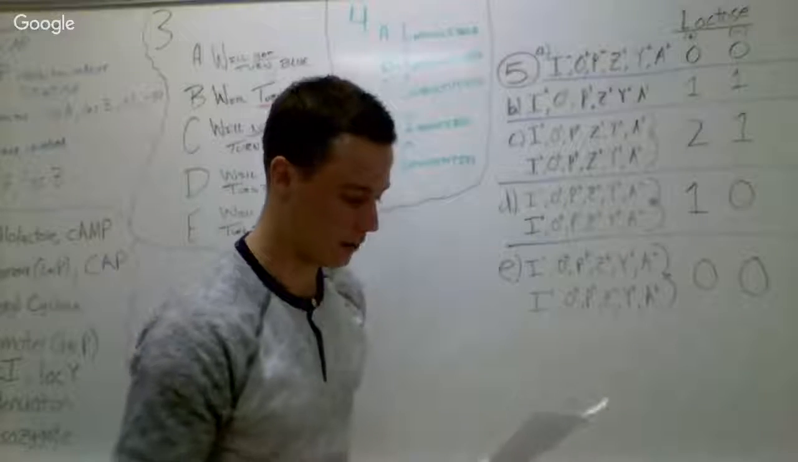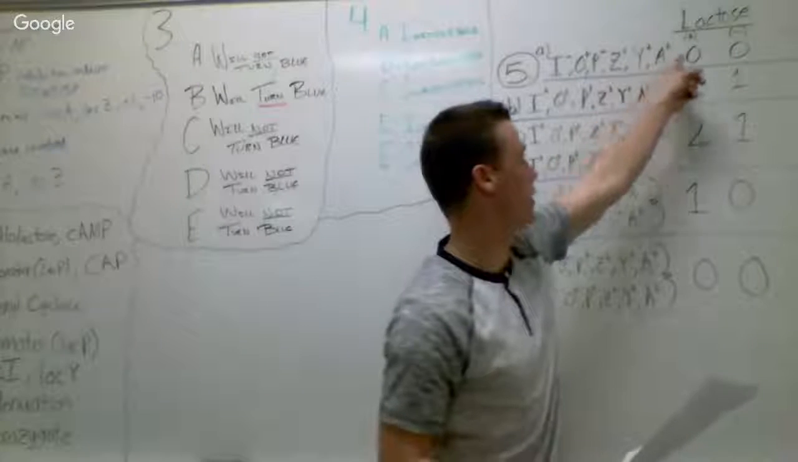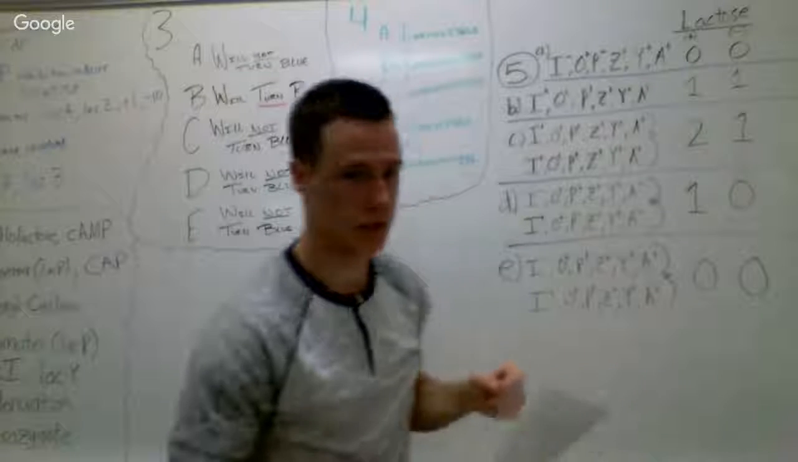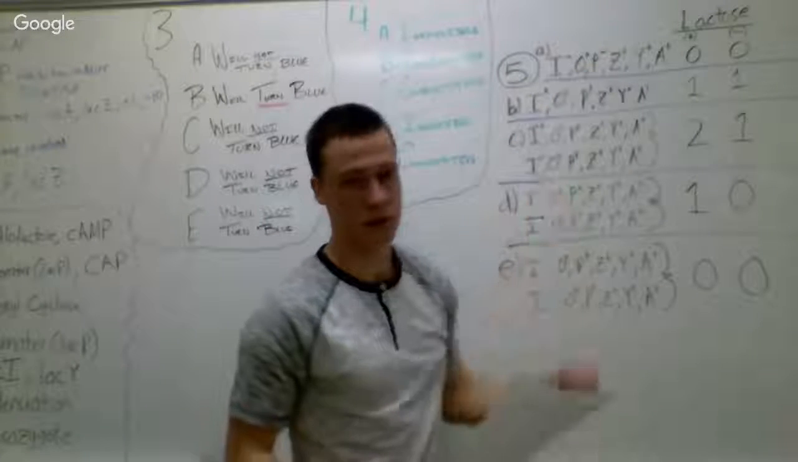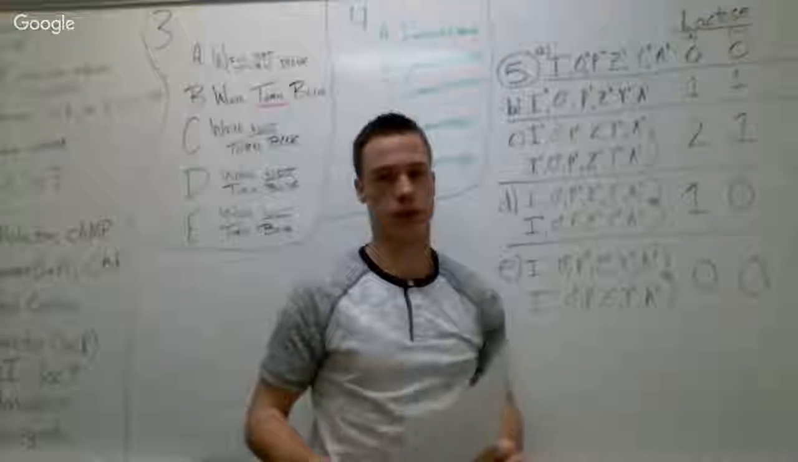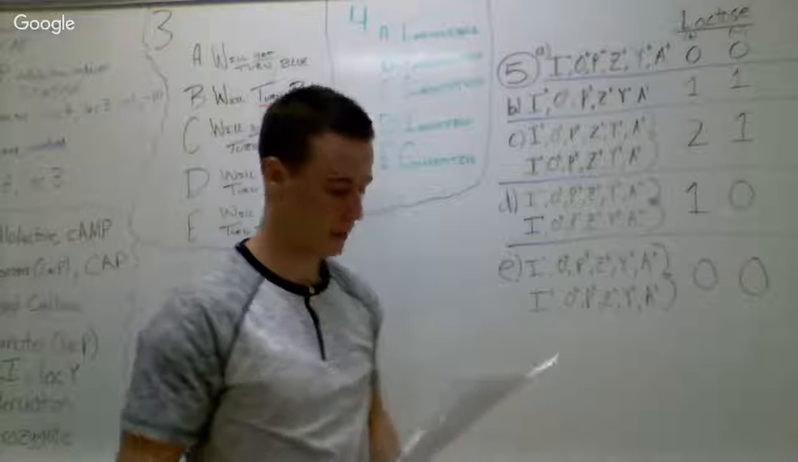And so for letter A, we got that this E. coli would have no yellow produced whether lactose was present or not present. And that is because the promoter region is defective, which means that the RNA polymerase cannot bind to the promoter, so it will never be transcribed.